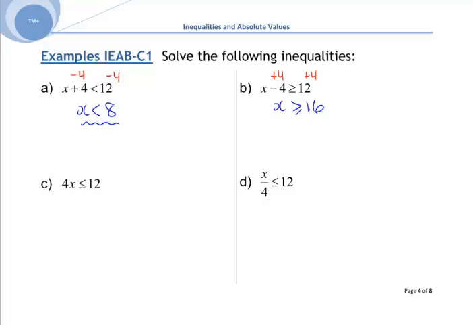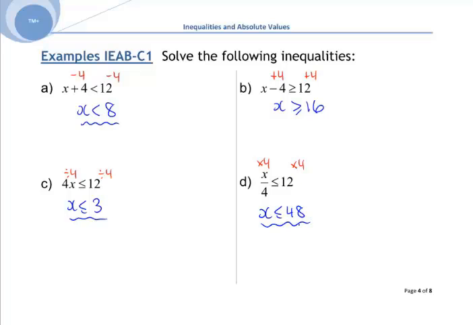Next, 4x is less than or equal to 12. x is being multiplied by 4, so we divide by 4. So x is less than or equal to 12 divided by 4, which is 3. Next, x over 4 is less than or equal to 12. x is being divided by 4, so we're going to multiply both sides by 4. So x is less than or equal to 12 times 4, which is 48.